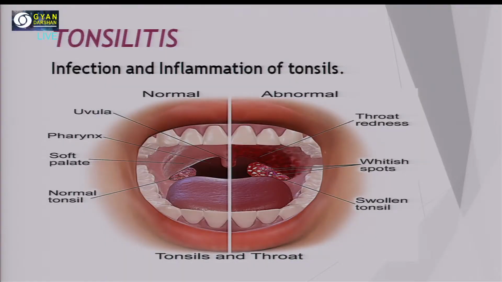First and most important disorder is tonsillitis. Tonsillitis is also very common in children, but it has also become common in adults now. This is known as the infection and inflammation of the tonsils. You can see tonsils are the small glands within your mouth, and when these get affected, there is throat redness, whitish spots, and your tonsils are swollen. It is known as tonsillitis.